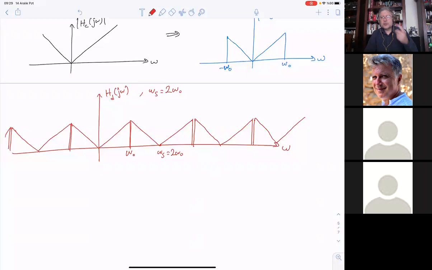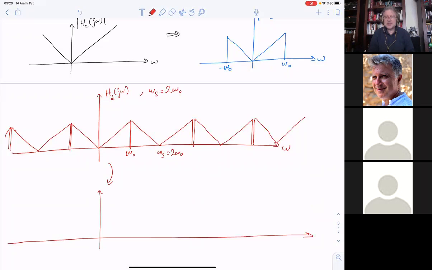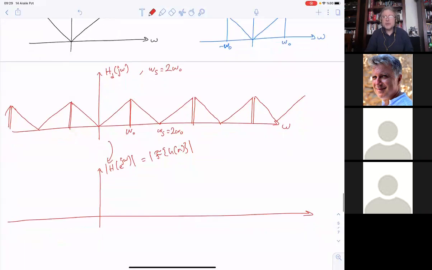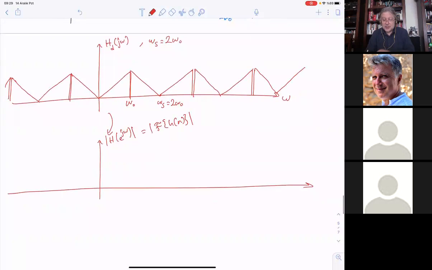And this is how we sample H. After sampling, when we convert to discrete time, then we come up with the really sampled discrete time version of our system, h[n], in other words. And its Fourier transform will be H(e^{j omega}), which is the magnitude of the Fourier transform of h[n]. This is what I'm drawing. And we know that it's the same shape. The only difference is that omega s now will correspond to 2 pi. So I draw the same thing.